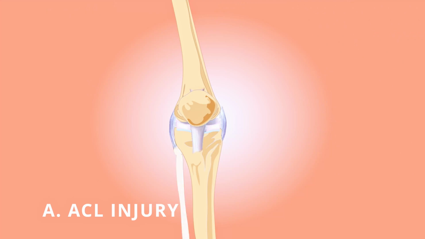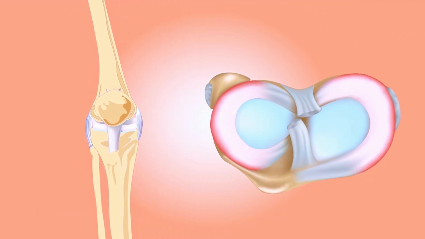Some of the most common knee injuries include ACL injury. An ACL injury is a tear of the anterior cruciate ligament, the ACL, one of 4 ligaments that connect your shin bone to your thigh bone. An ACL injury is particularly common in people who play basketball, soccer or other sports that require sudden changes in direction.